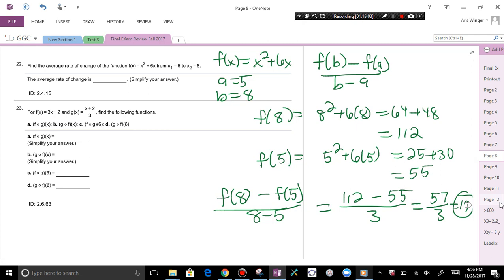So the average rate of change is just that formula. Have a function, plug in 8, plug in 5, subtract, divide by the difference.